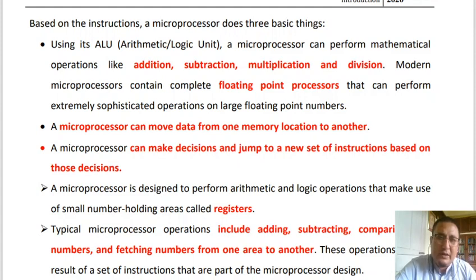Now, the second type of activity a microprocessor performs is that it transfers a byte from one specified address location to another address location. The third type of activity a microprocessor performs is that, based on a certain decision, it transfers control from one location to another location in a particular program, or to a new set of instructions in a particular program. Now, all of these are possible with the help of the number holding areas. These are called registers.